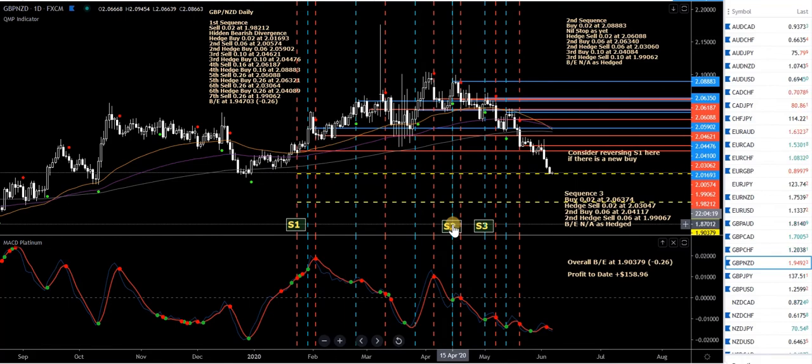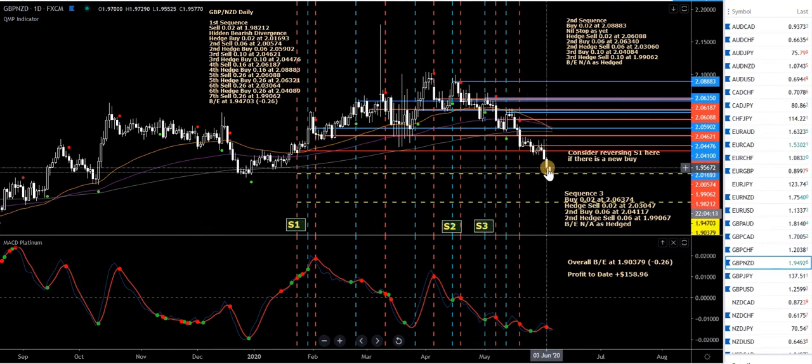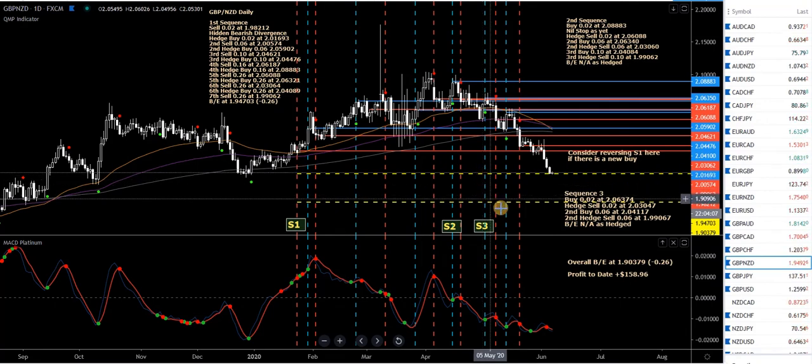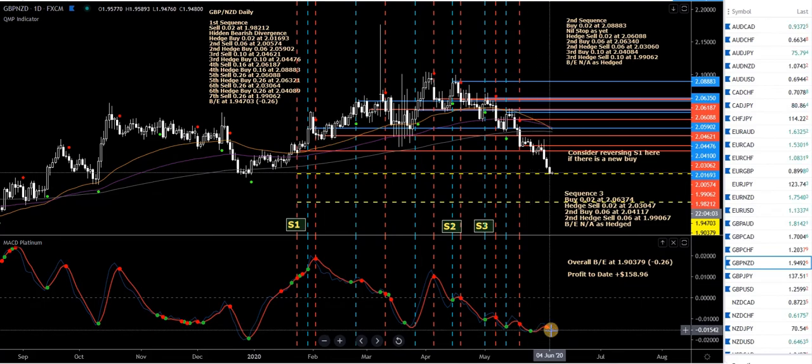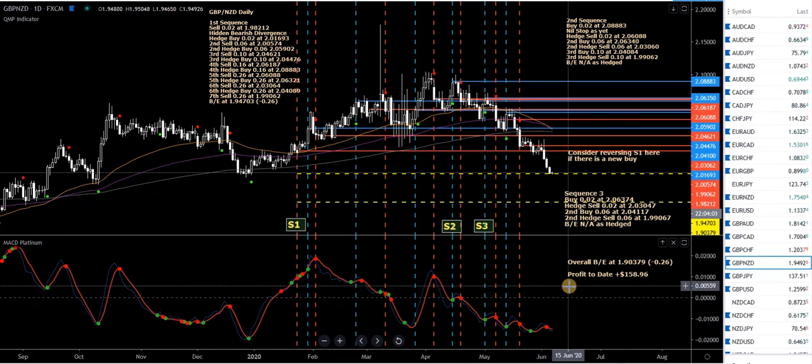So sequence 2 was a buy sequence, as was sequence 3. So I've still got a bit of work to do. Ideally, I want to see this thing drop right down here. If I can close out one of these sequences, that'd be great. Then the MACD platinum's been below the zero level for a long time. Eventually, it will come back up.